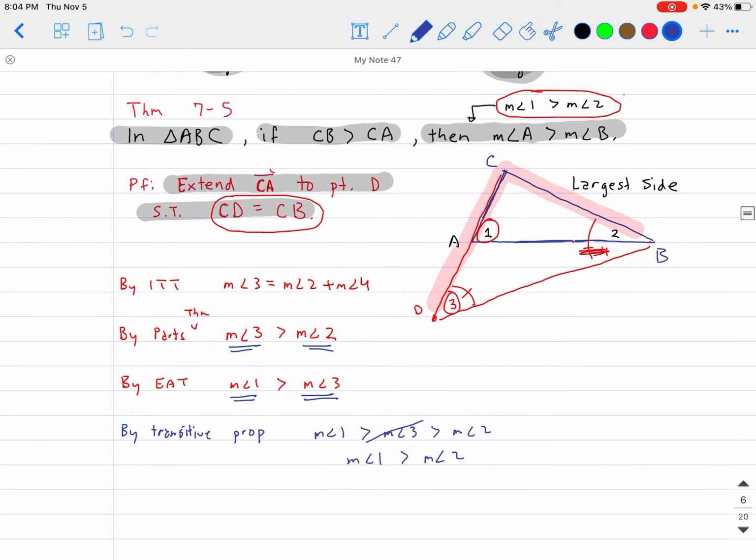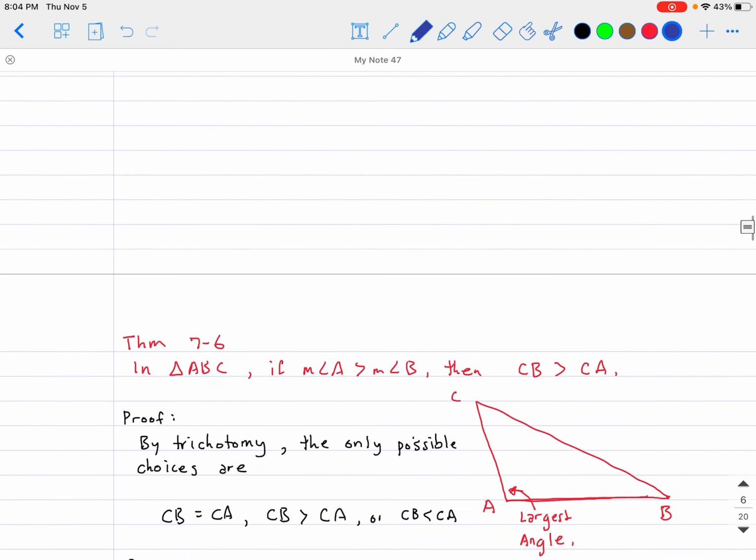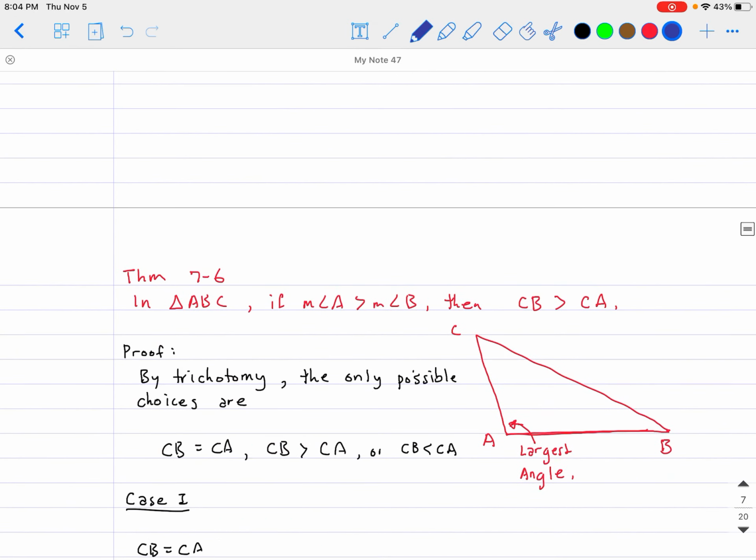Now that we showed that if you have the largest side, then the opposite angle to it is going to be the largest angle in the triangle, let's go ahead and maybe work backward from that. If you have the largest angle in the triangle, then that means that the opposite should be the largest side. So that is going to be our next one, the converse of it, Theorem 7.6.